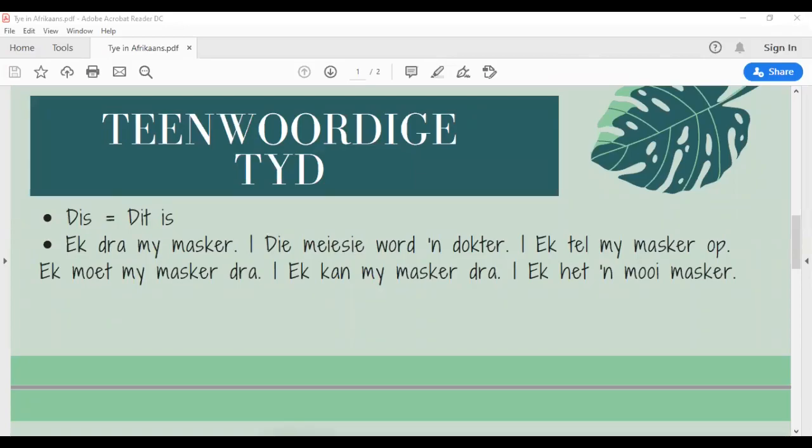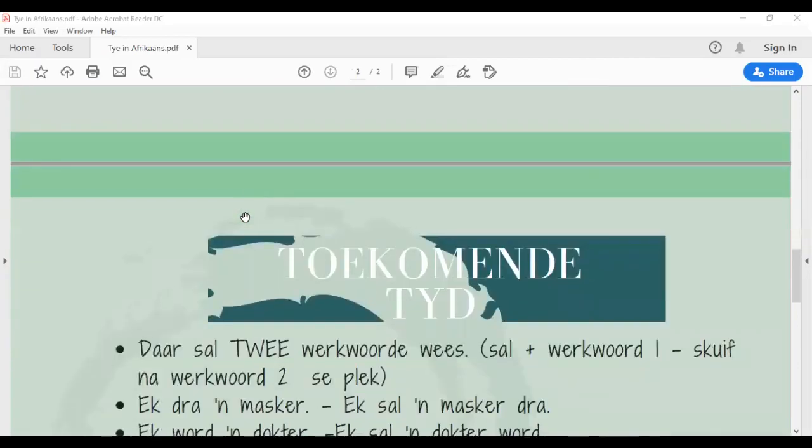The werkwoord. Met die werkwoord dra. Baie mooi. Sy dra 'n masker. So changing any sentence to the present tense is actually very easy. Is eintlik baie maklik. Ek gaan dit definitief vir jou vra in die klastoets, hoor.